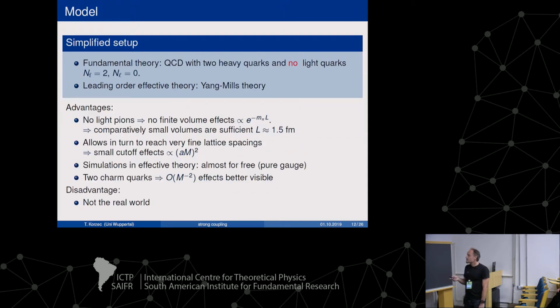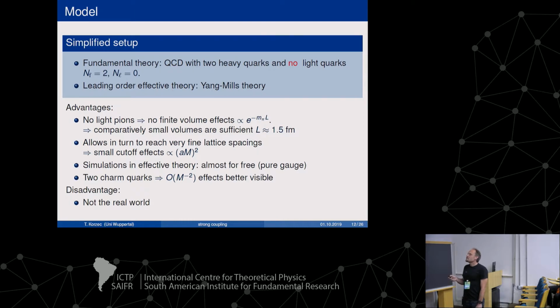To test this, we put ourselves in a toy model, which is our fundamental theory is QCD with 2 heavy quarks and 0 light quarks. And in this case, the effective theory to leading order is a pure Yang-Mills theory. This has a lot of advantages numerically. For instance, with just heavy quarks in this fundamental theory, there are no light pions, and we can simulate in boxes that are not so big. And this, in turn, allows us to reach very small lattice spacings that are necessary if you have a large mass, because A times M is a typical size of lattice artifacts that you will deal with.